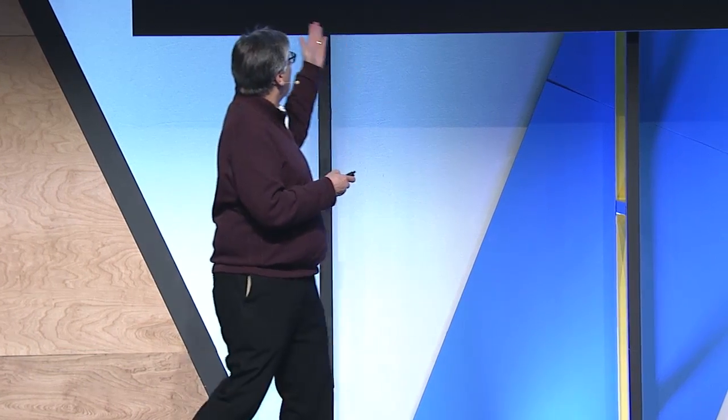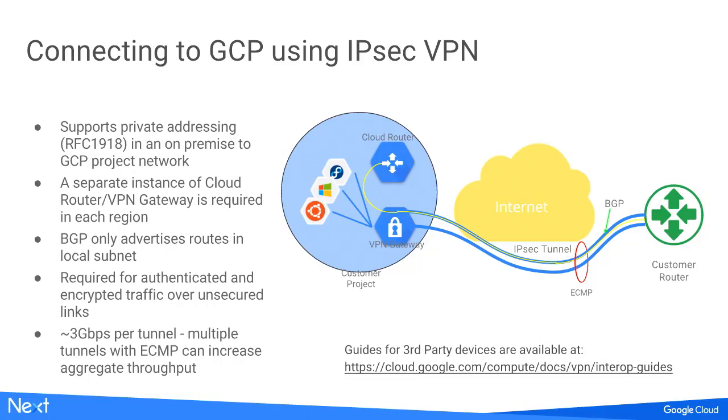I just wanted to cover that before I use it in other contexts, so you understand what the Cloud Router does. When you scale out VPN, if you need more than 3 gigabits per second, you can use multiple tunnels and use ECMP across those tunnels to get greater capacity. And we have customers doing that today to drive tens of gigs of traffic into their cloud infrastructure.